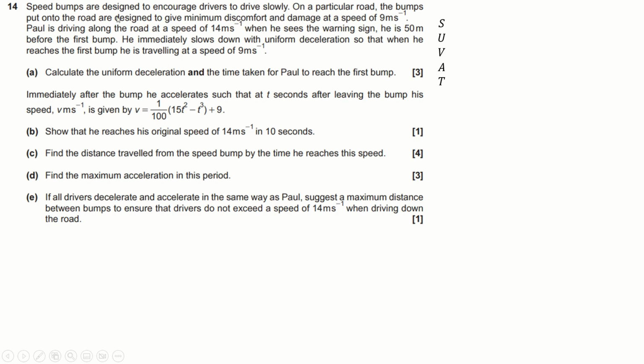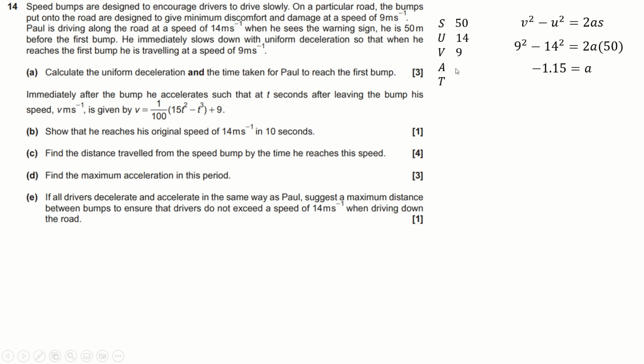I mean, basically, as soon as you read anything like this, your brain should just start thinking SUVAT. It just should. You've got 50 meters, so S is 50. You've got initial speed of 14, final speed of 9, and you're being asked for the deceleration and the time. So first we'll look for the SUVAT equation without time in it, so we can find acceleration, which is this one. Pop in the numbers, solve for A, and you get this.